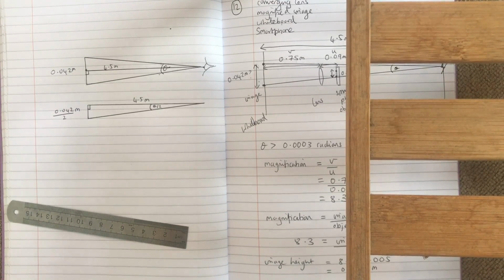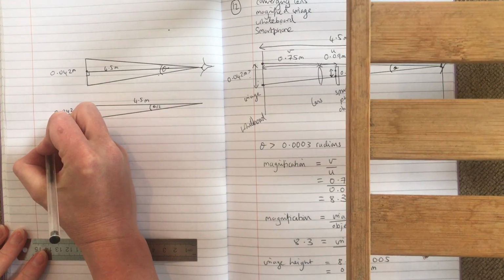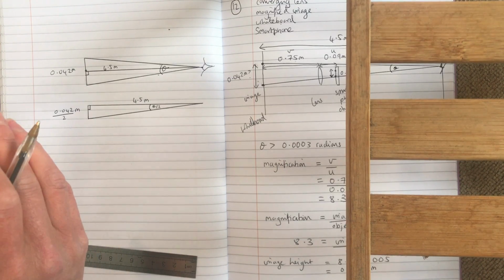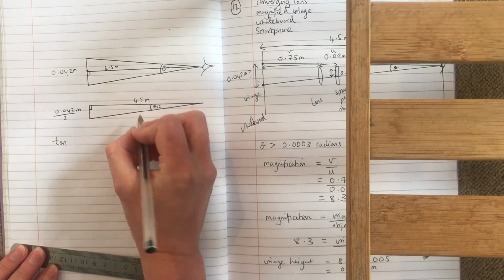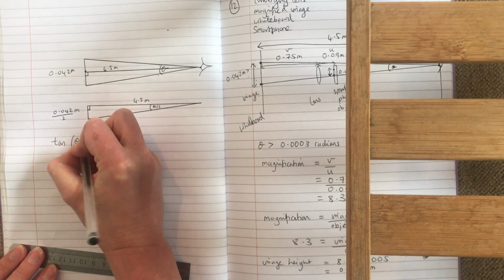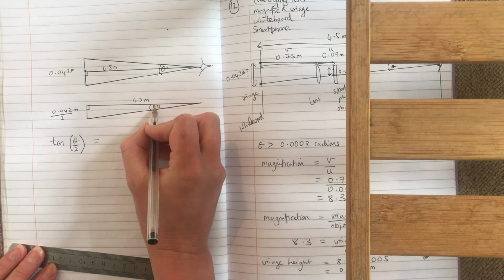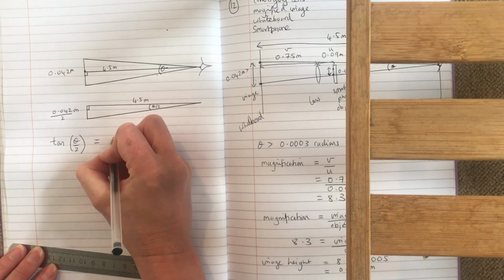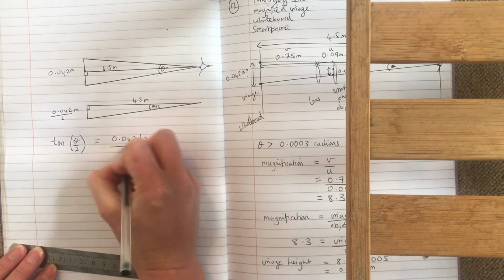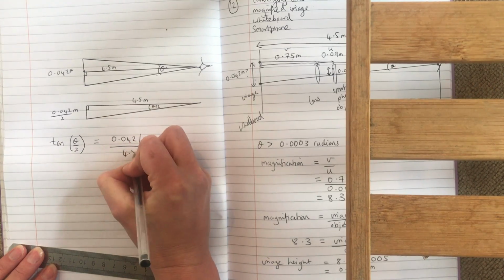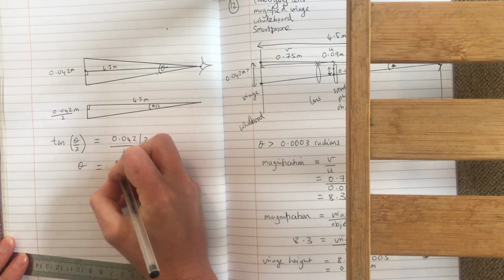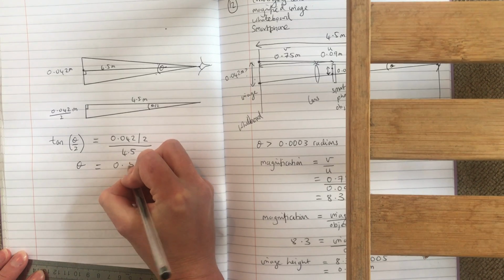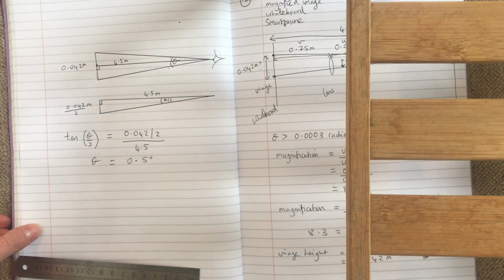Right, let's continue. Where were we? Yeah, so we're going to use trigonometry now. You know the basic formula, tan is equal to opposite over adjacent. So in this case, the angle is theta over 2, and tan of theta over 2 is equal to the opposite, which is this, divided by the adjacent, which is 4.5 meters. If you solve for this, you will calculate that theta is equal to 0.5 of a degree, so it's quite small here.